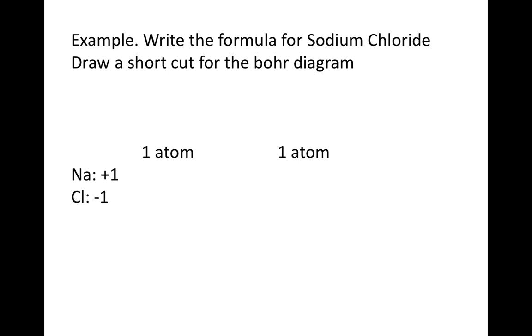In order to write the formula for the compound, we're going to use something called the charge balancing method. So we draw one atom of each element and we write the charge. Sodium has a charge of 1 plus and chlorine has a charge of 1 minus. That means sodium gives away 1 electron and chlorine gains 1 electron. So these charges are balanced, which means sodium is going to combine in a ratio of 1 to 1.